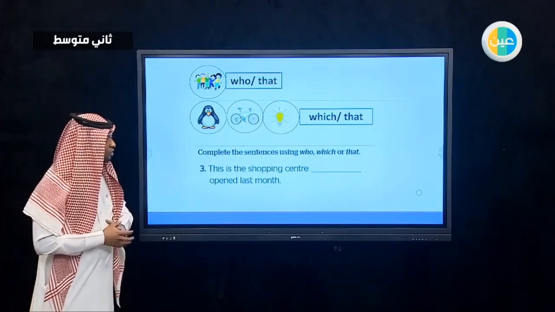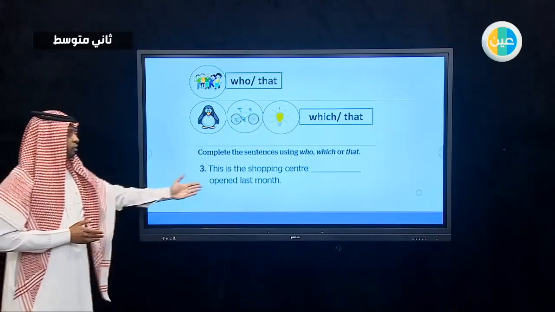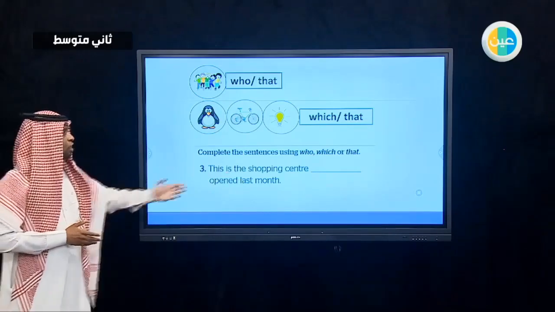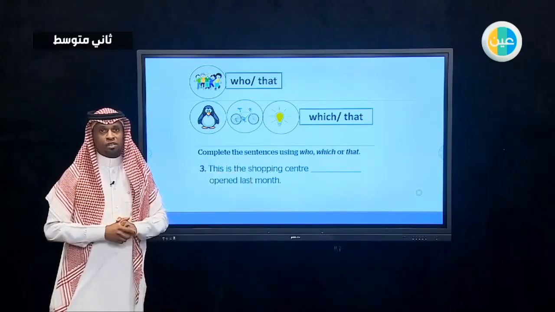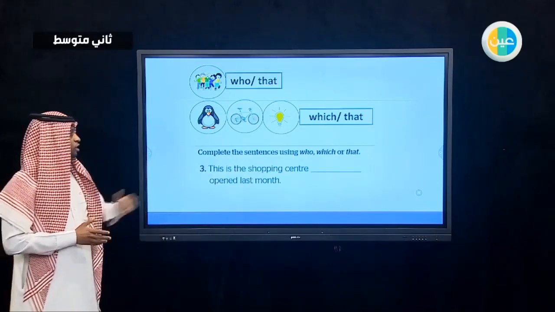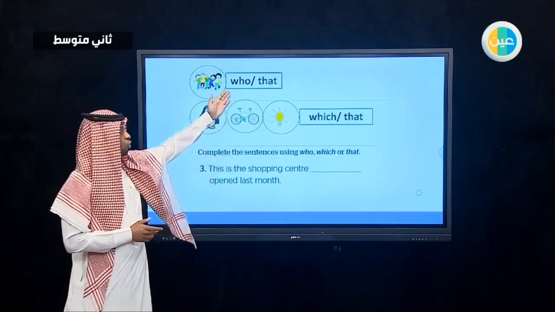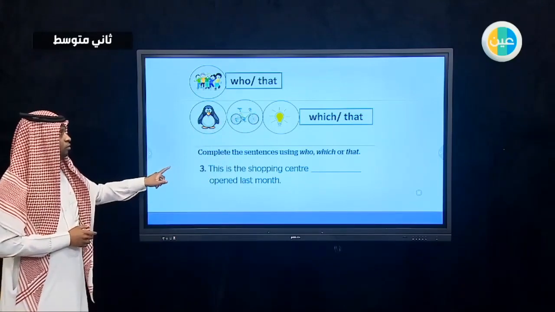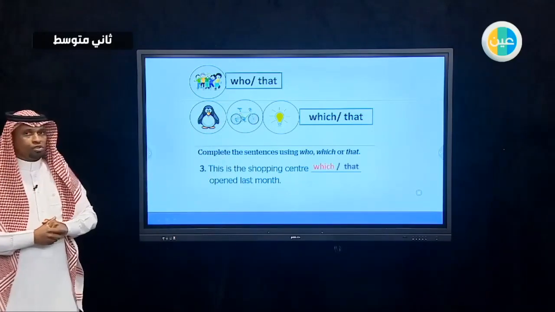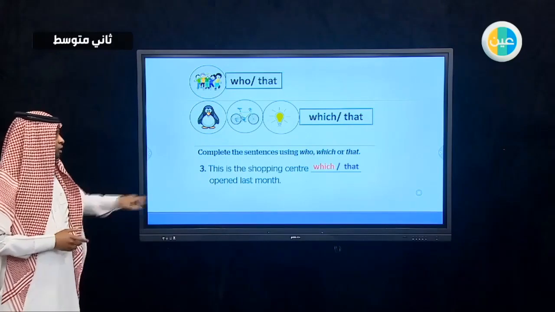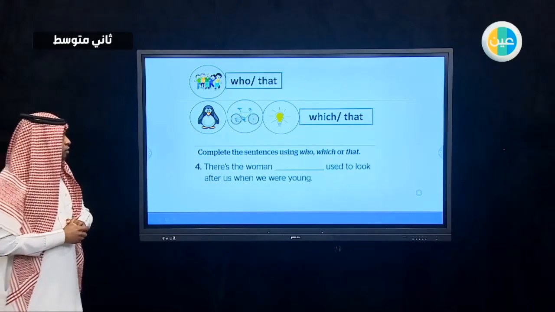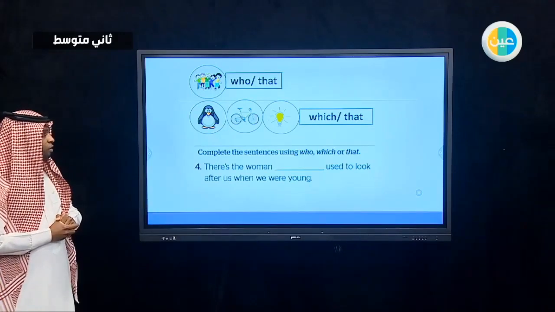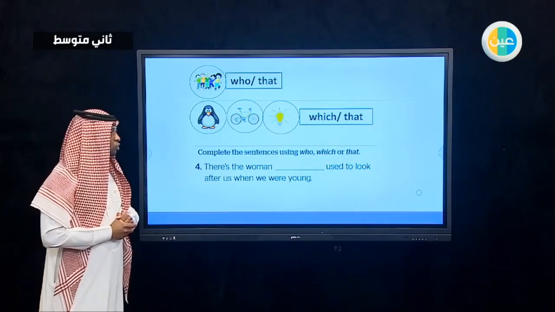This is the shopping center opened last night, or opened last month. Shopping center. What do you think about shopping center? Can we say this is the shopping center who opened last night or last month? No. Which, or that. Good.